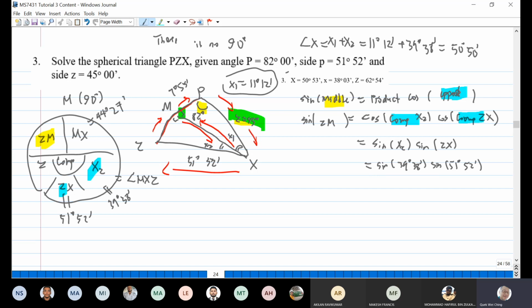So I will just copy the answer now. Somebody has worked out the answer already. So I say that this answer is 30 degrees 7 minutes. Okay, 30 degrees 7 minutes. This is one possible answer for angle ZM.